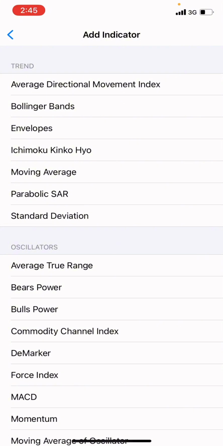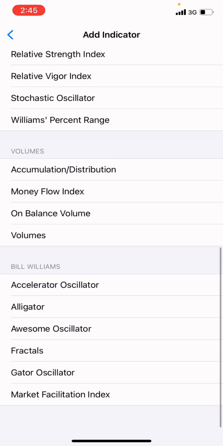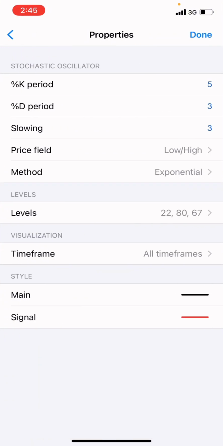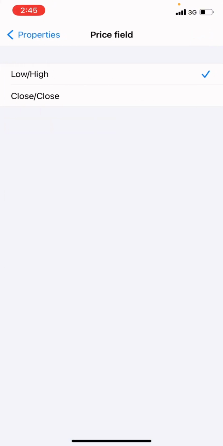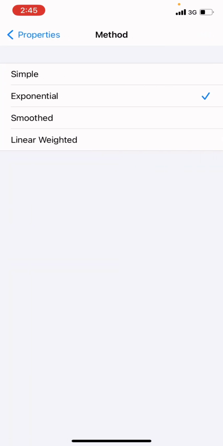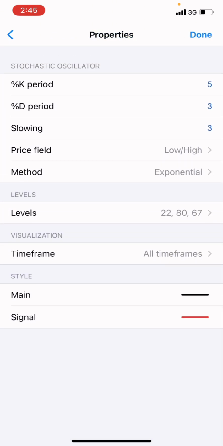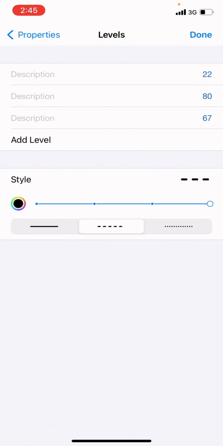All right, the stochastic oscillator indicator right here, you put that on K period 5. D period is going to be 3, then the slowing 3, then price field low and high right here. That's your first one here. Then method is going to be exponential. All right, then the levels you put on 22, 80 and 64. You don't add any description. Okay, the description you add is going to be this value. Okay, 22, 80 and 64.